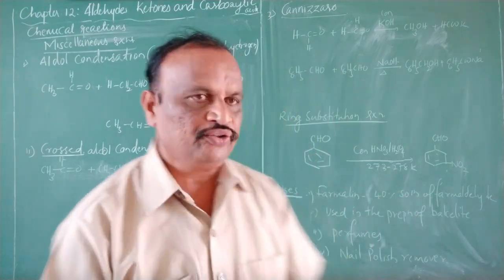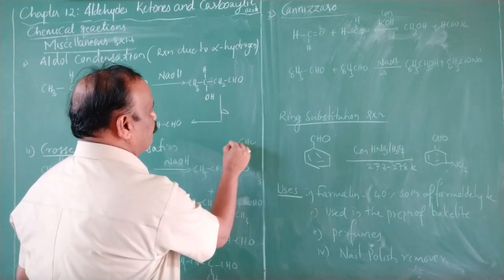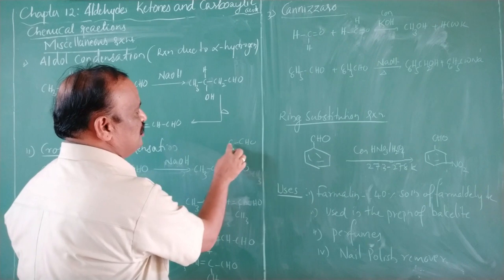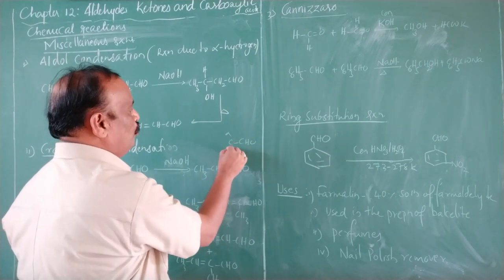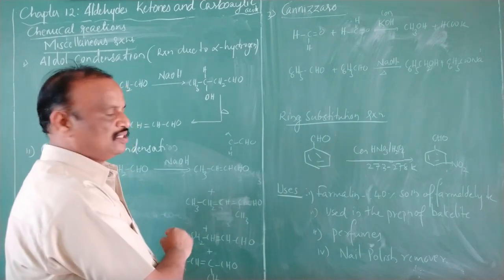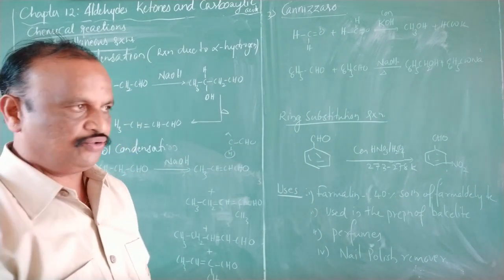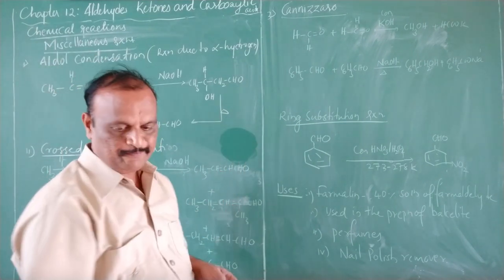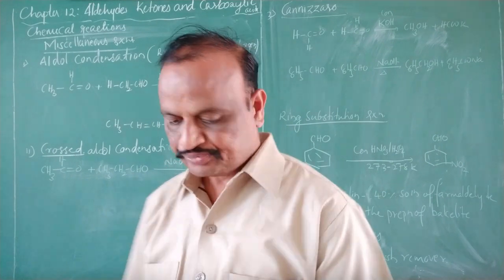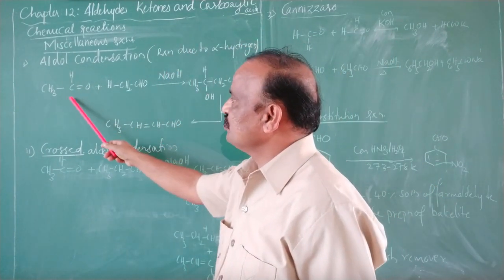So alpha hydrogen means like this. The carbon next to the functional group is nothing but the alpha carbon, to which hydrogen atoms are attached. So this hydrogen is what we call the alpha hydrogen. Only compounds which contain alpha hydrogen give this condensation reaction. Acetaldehyde, for example: this is the functional group.